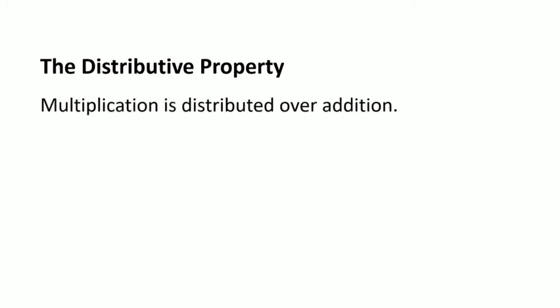Now, recall we said the distributive law states that multiplication is distributed over addition. Let me explain this to you. Suppose we had 3a. 3a, as we know, is equivalent to 3 multiplied by a. This was given as one of the conventions in the earlier video.